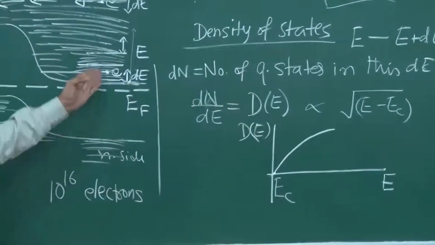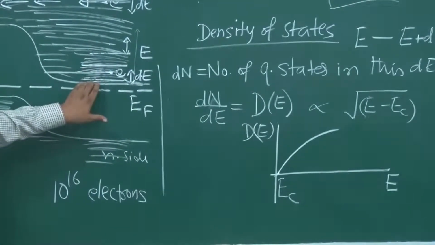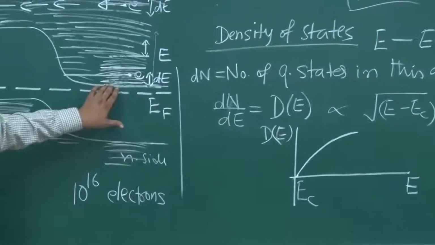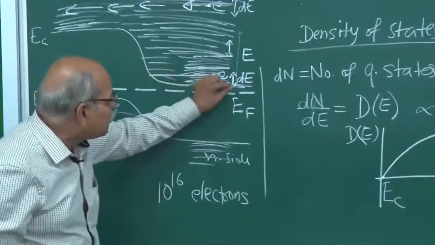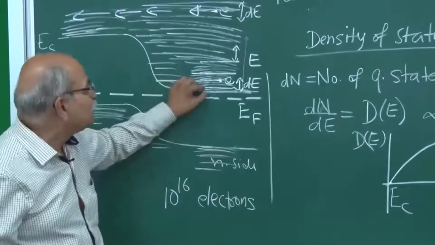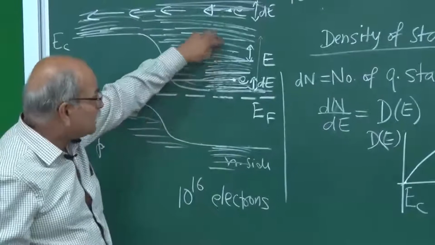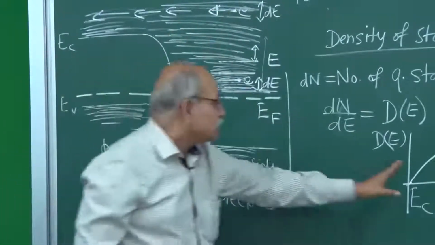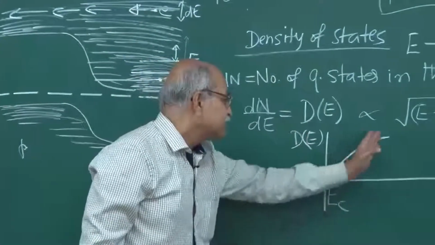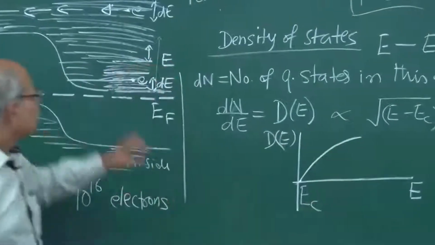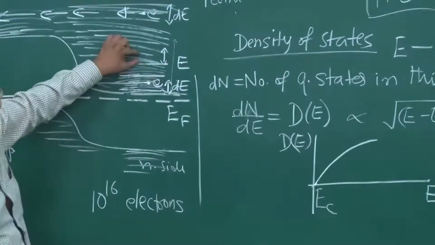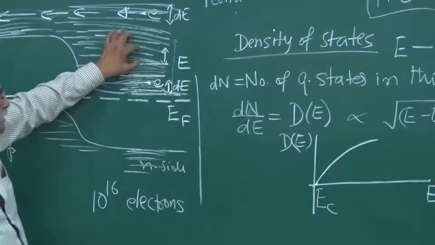At the bottom of this conduction band, this density is 0. That means if you just take very small dE, you will have very small number of quantum states here. But as you go up in energy, the number of quantum states is increasing. This D(E) is increasing, density of states is increasing. So in the same dE, you will have more quantum states here. So that is how it goes.